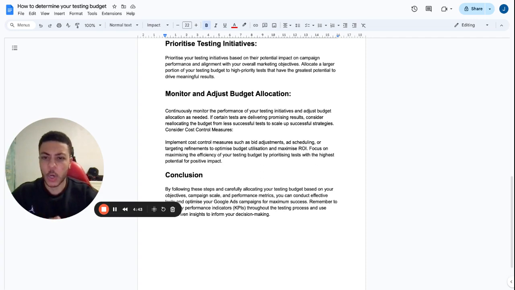Next, you want to consider cost control measures. You want to implement cost control measures such as bid adjustments, ad scheduling, or target refinements to optimize budget utilization and maximize ROI. Focus on maximizing the efficiency of your testing budget by prioritizing tests with the highest potential for positive impact. So essentially, you want to do a ton of research before you actually start testing in order to make sure that your campaigns are good to begin with.